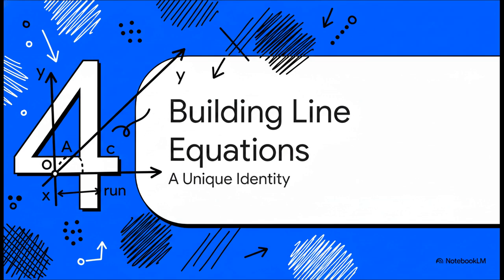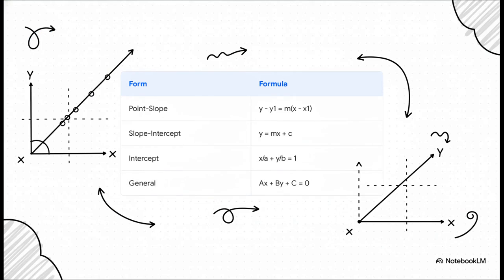All right, Section 4, building line equations. Let's give these lines a unique identity. Once you know a line's starting point and its slope, these formulas basically act as your ultimate translation cheat sheet. They let you build a line's exact identity based on whatever clues you're given. Like, if you just have a single point and a slope, boom, you use the point-slope form. Do you know where it crosses the y-axis? Then the slope-intercept form is your best friend.